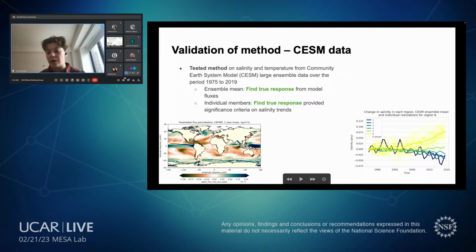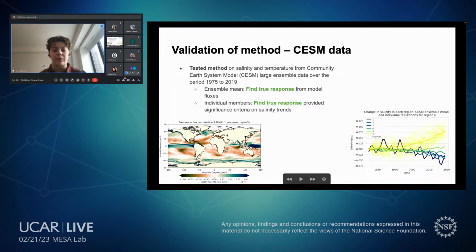So the idea is that when we apply the method to each of these individual members, we are not able to recover the true response for each of the members. And the reason for that is because some members are much more dominated by internal variability than other members. So if we look at the spread of those yellow lines, we see that there's both a spread of forced responses and a spread of the amount of internal variability.